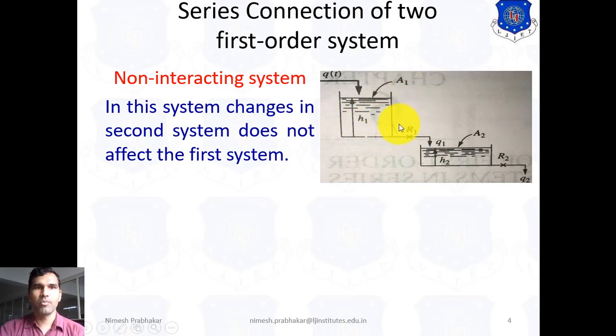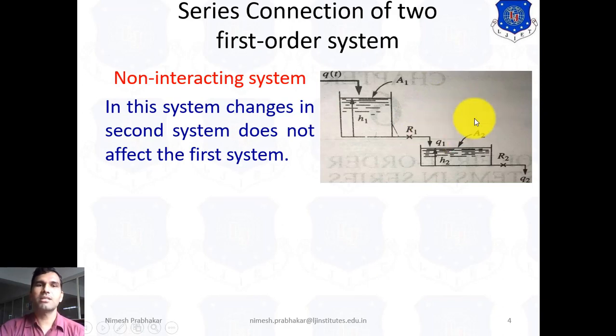In this way, a change in the second system does not affect the first system. That means if we increase or decrease the height of the liquid inside the second tank, it does not affect the first system. So this type of system is known as the non-interacting system.